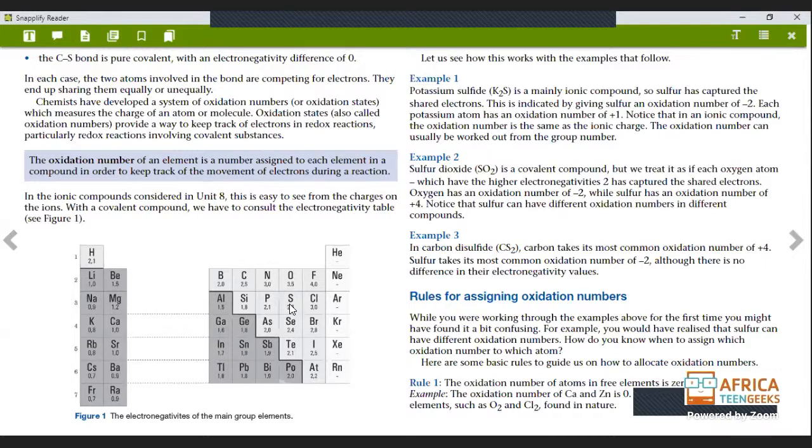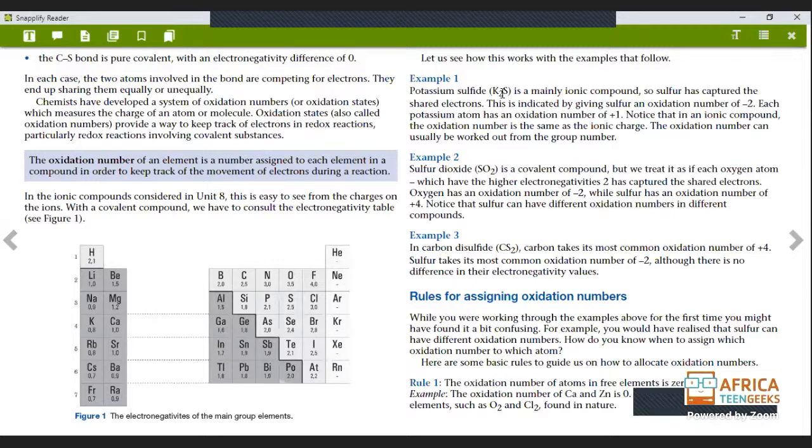Here you see, this is minus 2, like I've already explained to you guys. Each potassium here is plus 1, right? Notice that in an ionic compound the oxidation number is the same as the ionic charge. The oxidation number can usually be worked out from the group. So K is plus 1 and S is minus 2.